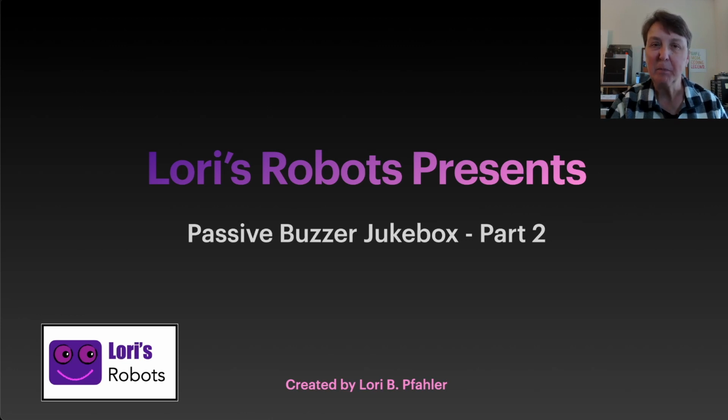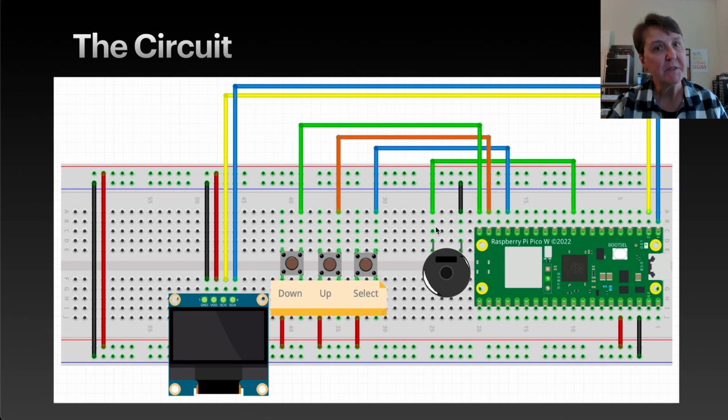This will be the second part of our passive Buzzer Jukebox project. In this episode, we're going to add in the OLED screen and some buttons so that we can create a menu system to select songs for our jukebox. Let's get going. Here's the circuit we'll use for this part of the project.